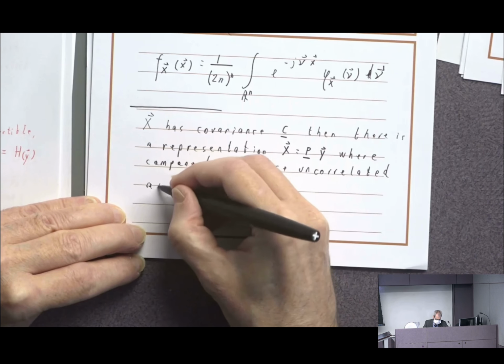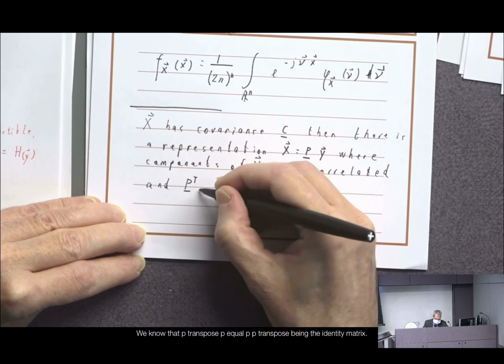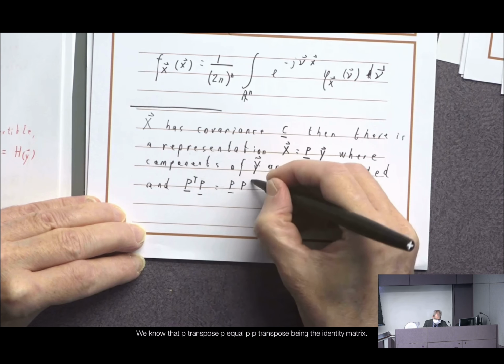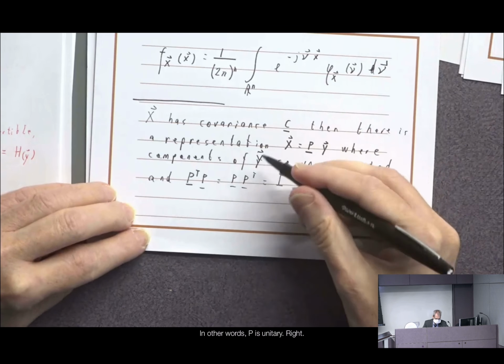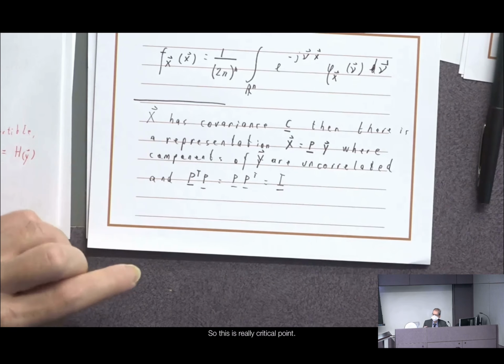And furthermore, we know that P transpose P equals the identity matrix. In other words, P is unitary. Right? So this is a really critical point.